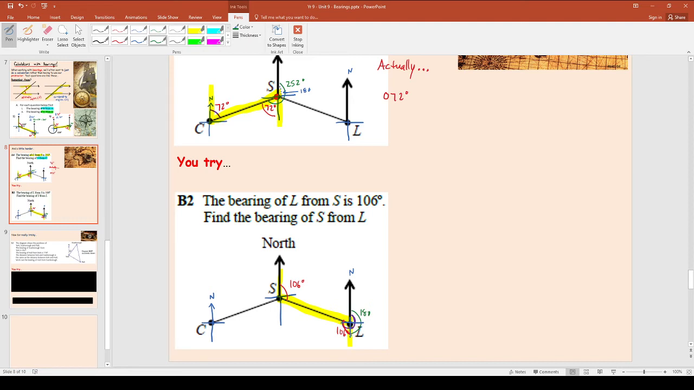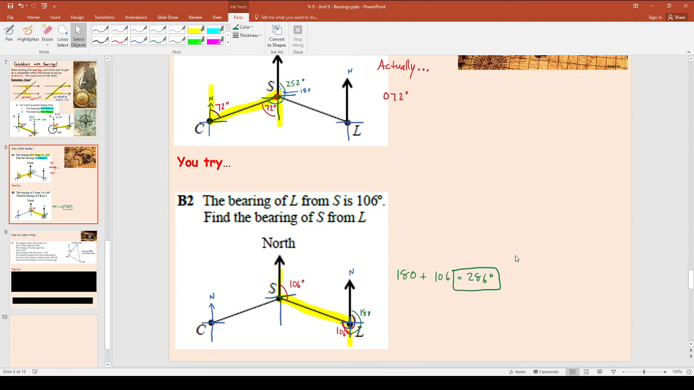To get from north to south was 180 degrees, plus a further 106 degrees, which means the answer is going to be 286. And that should be the final answer. It's already three digits, and happy days. So I would say that'd be an example of a hard one. I hope that you're okay still.